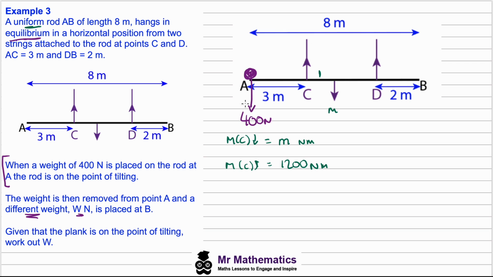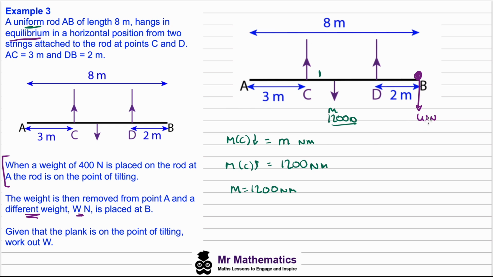And we know when it's placed at A, it is in equilibrium. So the two moments will be equal. M will then equal 1200 newton meters. So this is the weight of the rod, 1200 newtons. If we move on to the next part, the weight is then removed from A and a different weight W is placed at B. So if we take this off and get rid of this, and now we can put it at B with a downward force of W newtons.